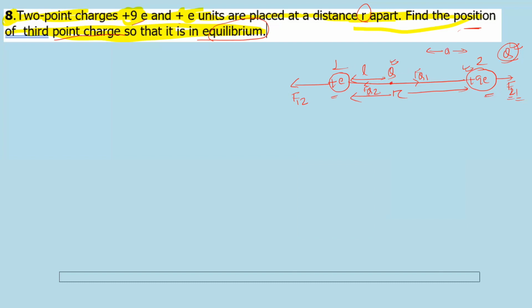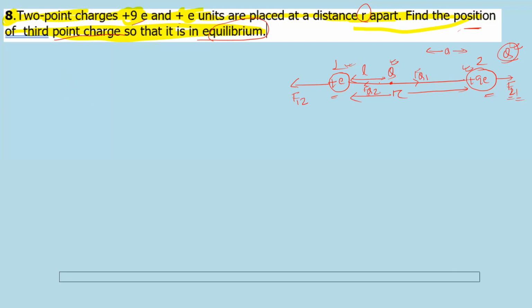Why? Because only then it will be in equilibrium. If you place the third charge close to the charge having high magnitude, it will experience more force due to the second charge. So whenever both the charges are of the same nature, you place the third charge between them, near the charge of small magnitude, so that it is in equilibrium. Clear? So now I think the question is clear.